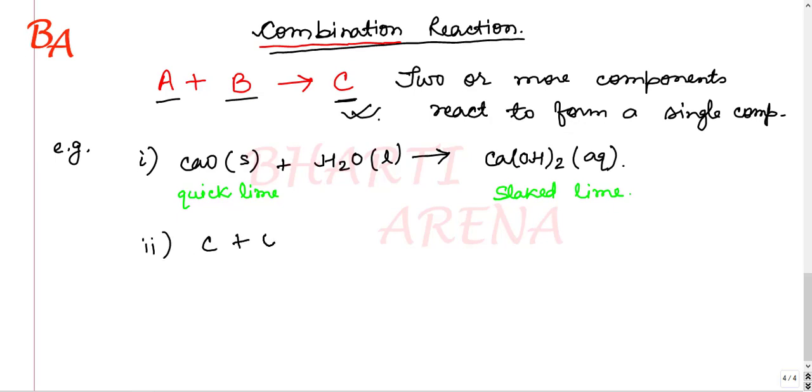Another example we will see, that is carbon plus oxygen. These two when burned together will give carbon dioxide. So in these two reactions we see that two components react to form a single component. Such reactions in which two or more components react to form a single component are called combination reactions.